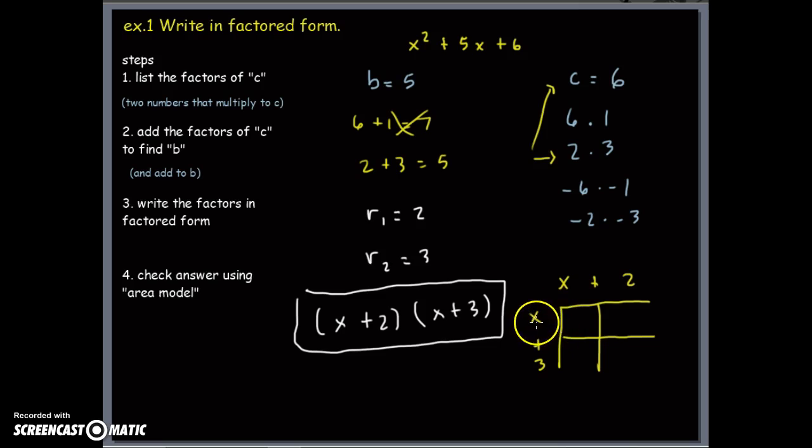So we've got our box, we've got x times x is x squared. We've got x times 2 is 2x, we've got x times 3 is 3x, and we've got 3 times 2 is 6. See how that 3 times 2 is 6? And then when we add our like terms here, which is the numbers adding up to b, right, they add up to 5. So we've got x squared plus 5x plus 6. So you can see that when we multiply it out, we get the original quadratic.